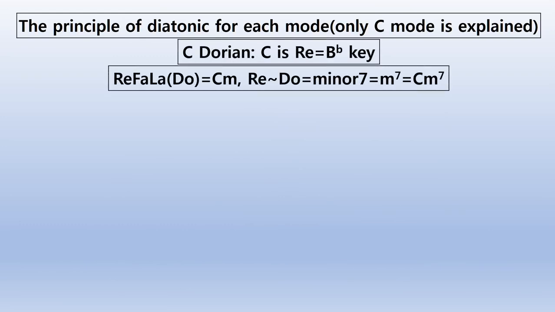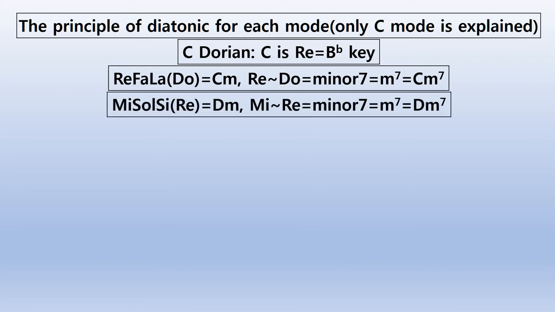Next is Dorian mode. C Dorian is a B-flat key because C is the re mode. The first re pa la triad is C minor and the above note is a minor seventh from re, so re pa la do is C minor 7. The second mi so si triad is D minor, and the upper note re is a minor seventh from mi, so mi so si re is D minor 7.